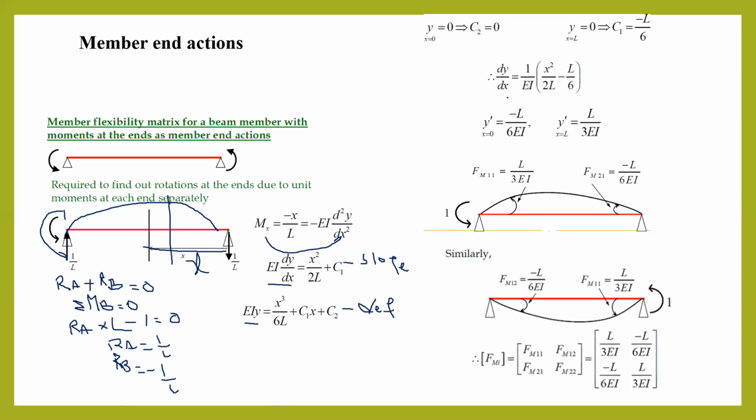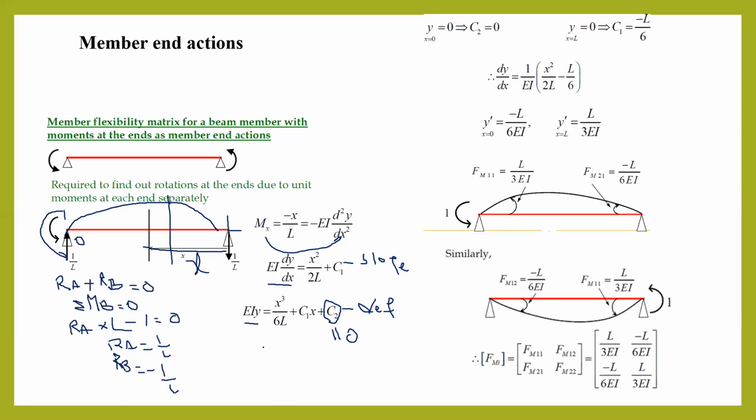Now, how to get these values? We need to apply boundary condition. At x is equal to 0, y is equal to 0. When we put y is equal to 0 and x 0, C2 will become 0. Now, at x is equal to L, y is equal to 0. So when we substitute this, what we will get?